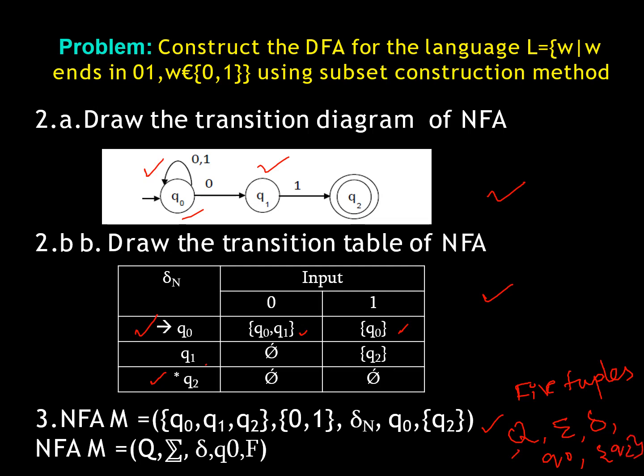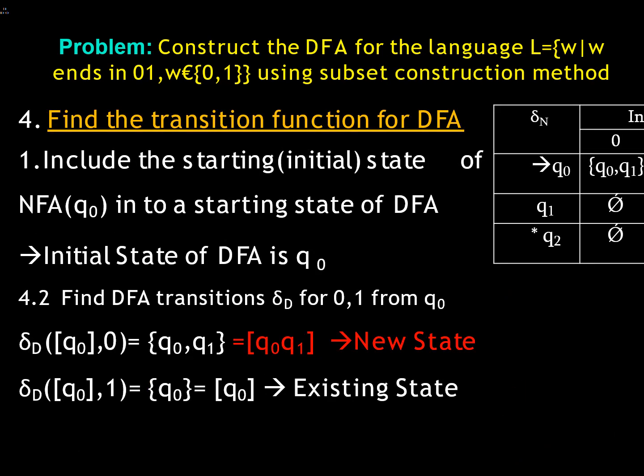Here Q is the set of states, we have 3 states Q0, Q1, Q2, the alphabet is 0, 1, and this is the transition function, this is the starting state, and this is the final state. From this transition table I define the NFA. I hope it's clear. Next, now comes the process of converting the NFA to a DFA.